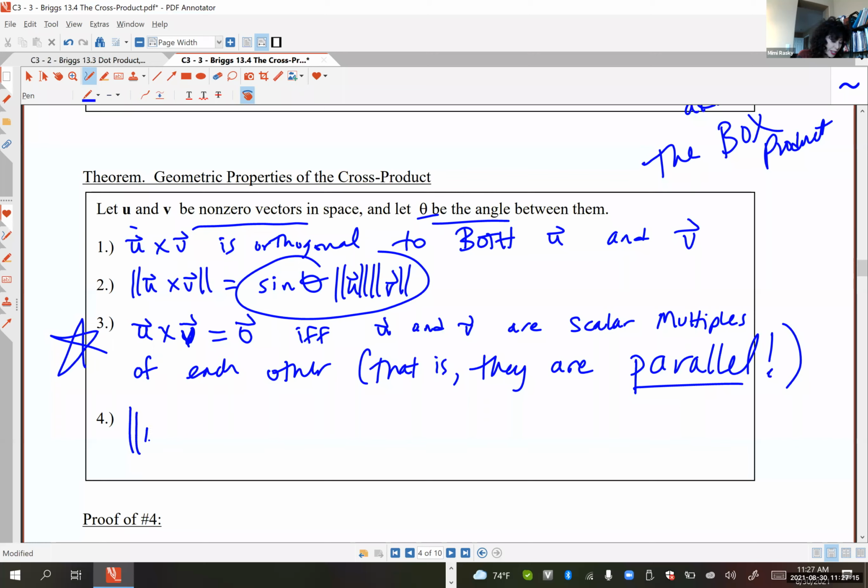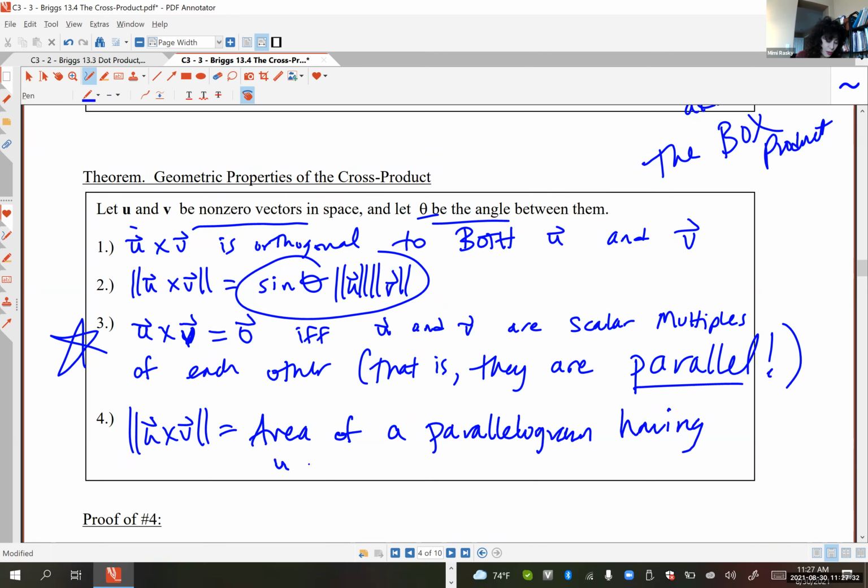Number 4, when you do take the cross product's magnitude, U cross V's magnitude, the geometric interpretation is you get the area of a parallelogram having U and V as adjacent sides. That's kind of cool. And I'm going to prove that one right now because it's just so cool.